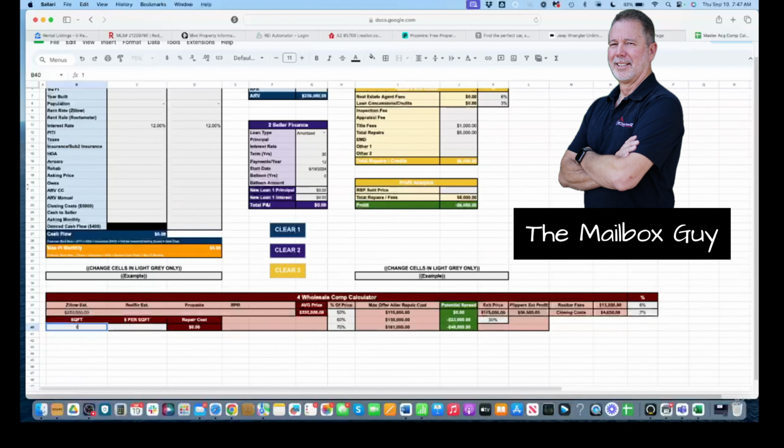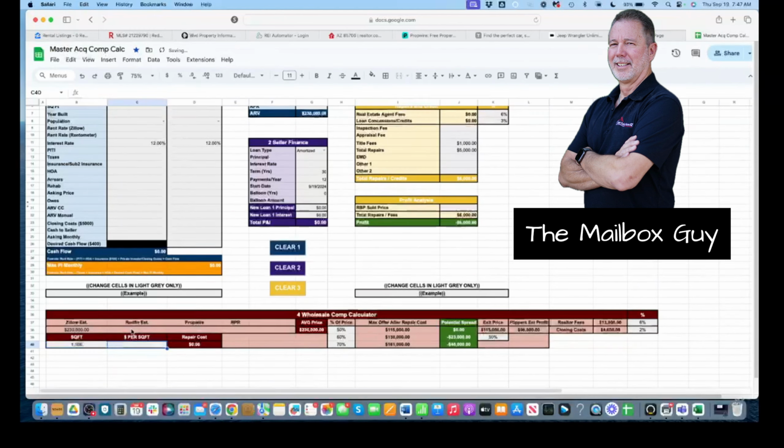Let's say we have a 1,500 square foot house, and let's say it needs $15,000 worth of repairs. Let's go a little deeper, because let's say it's a real junker. So it needs $30,000 worth of repairs. That's probably a wholesale deal and probably not a novation. Why are you putting that in as the dollar per square foot? Usually when you're looking at different houses, you'll add a dollar per square foot for rehab. And then this is your actual rehab number, so you can see it if it's 30,000.